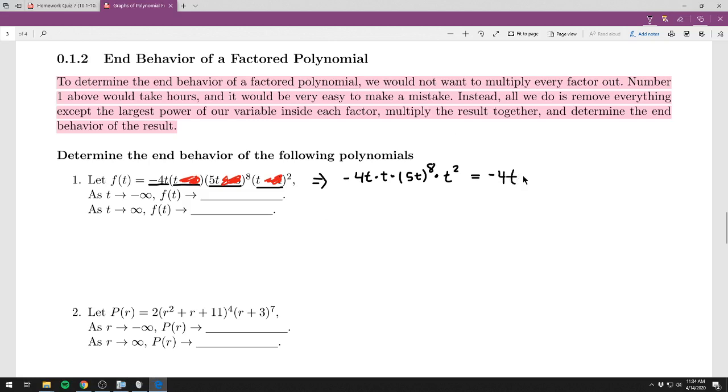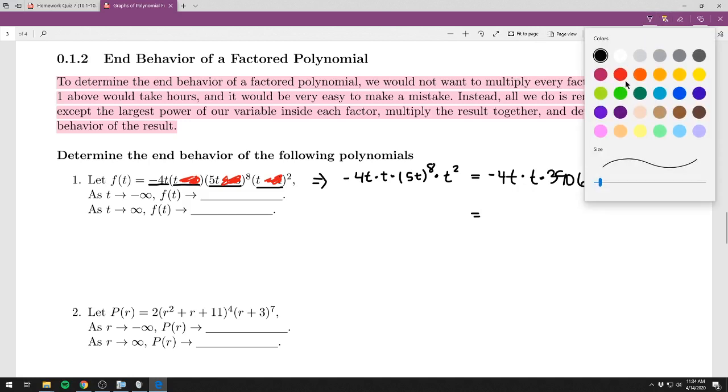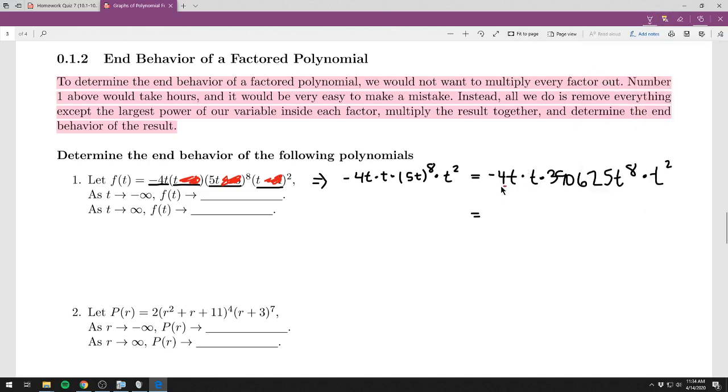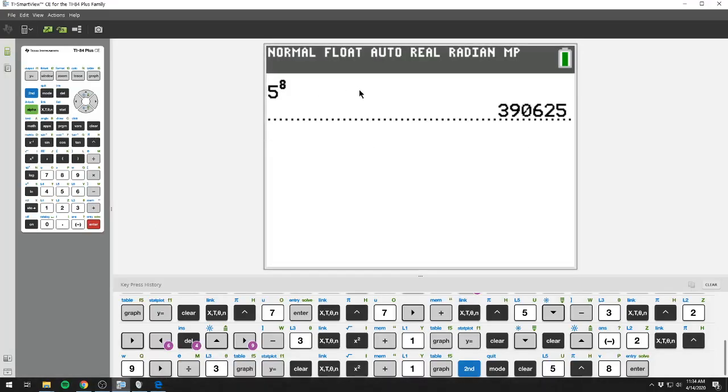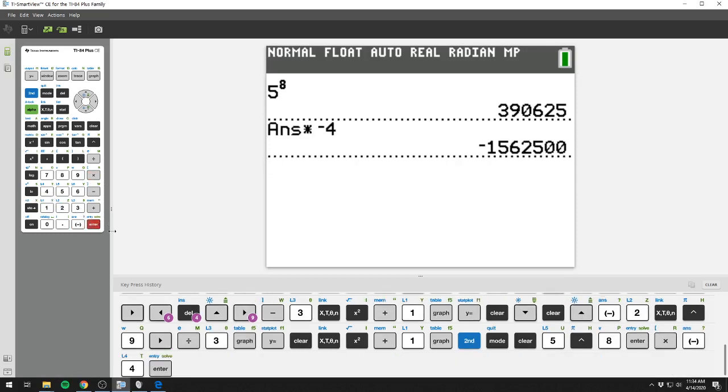So we got negative 4t times t. And we got that 390,625 t to the 8th times t squared. And we multiply all this together. So the numbers here you see are -4 and the 390,625. We'll multiply those two together. Multiply this by -4. -1,562,500.